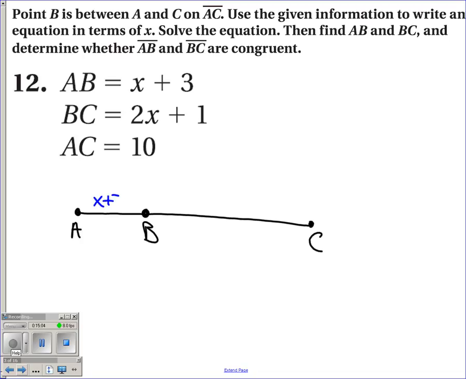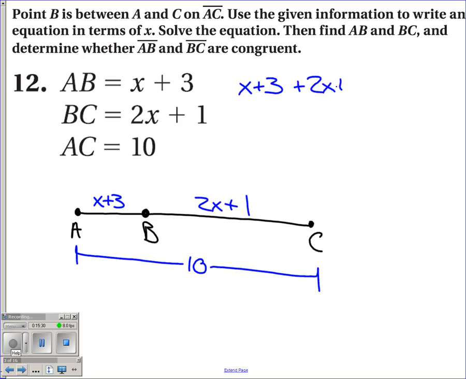AB is x plus 3. BC is 2x plus 1. And the entire length, AC, is 10. So what's an equation that we could write down? Well, again, segment addition postulate says x plus 3, the length of AB, plus 2x plus 1, the length of BC, has to equal the entire length of AC, which is 10.